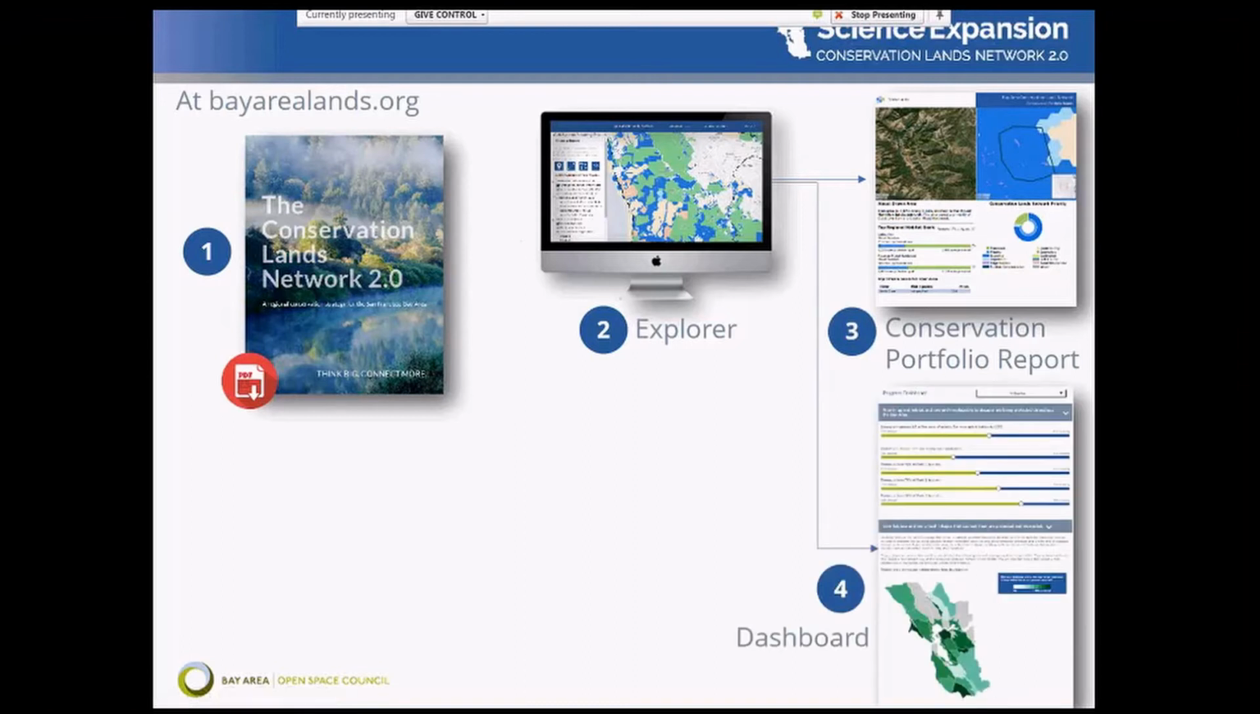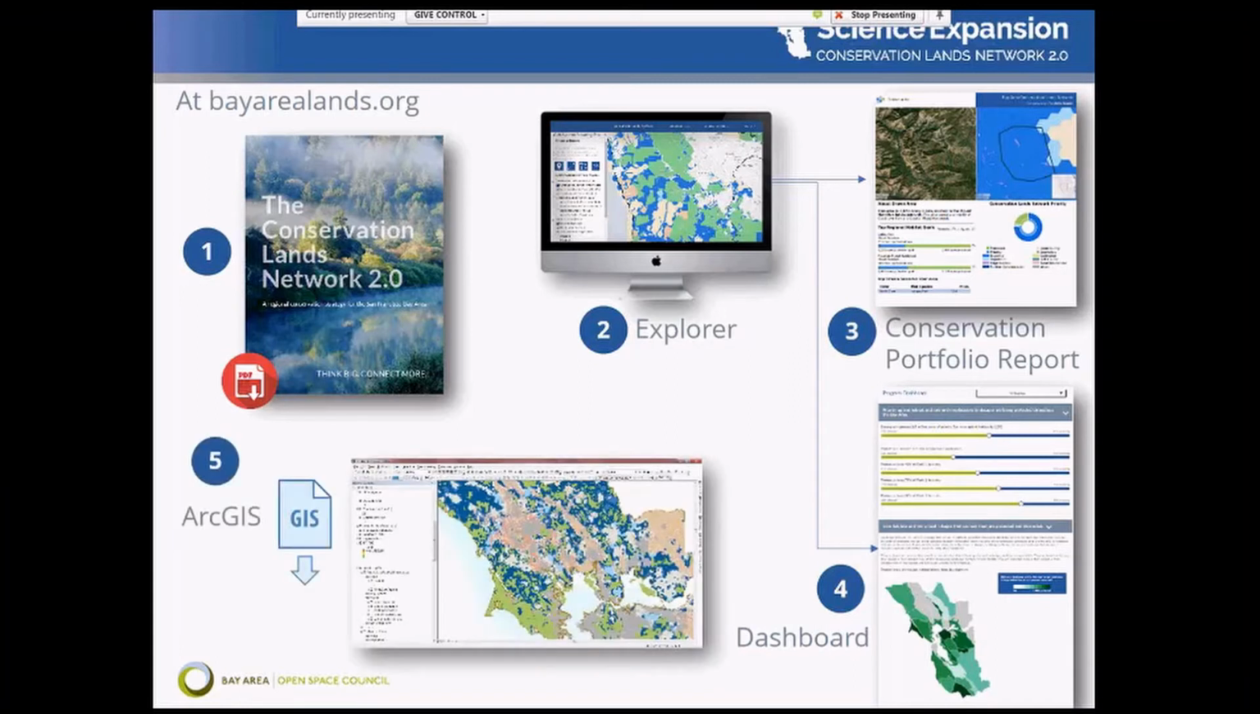You can also, at bayarealands.org, take a look at a county level dashboard of how we're doing toward those 5 overarching goals that I just mentioned. And then if you are a GIS practitioner, you can download a massive GIS database with all of the Conservation Lands Network 2.0 data formatted in an ArcMap project.